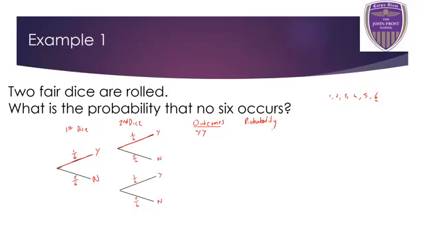we need to take the two probabilities from the tree diagram, so 1/6 and 1/6, and we multiply those together. A recap on multiplying fractions: you multiply the numerators together, so 1 times 1 is 1, and 6 times 6 is 36. So the probability of getting two 6s is 1 out of 36.